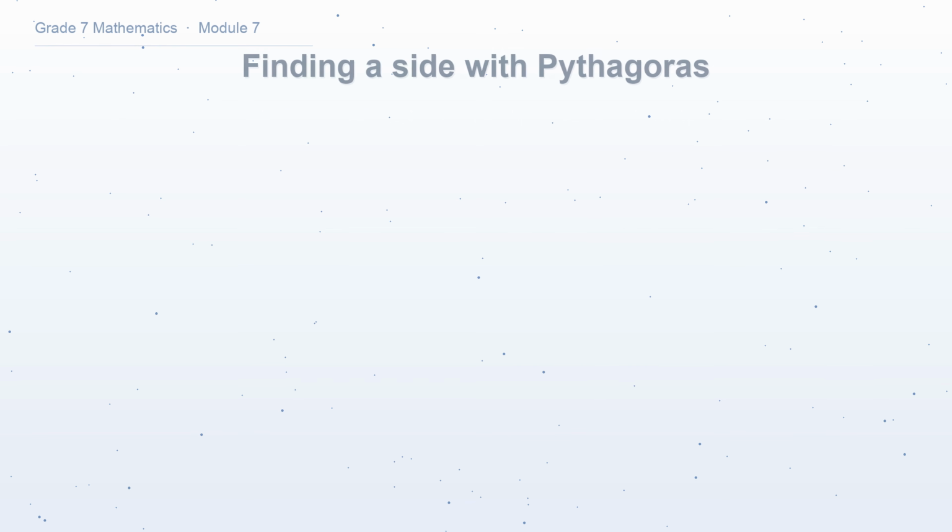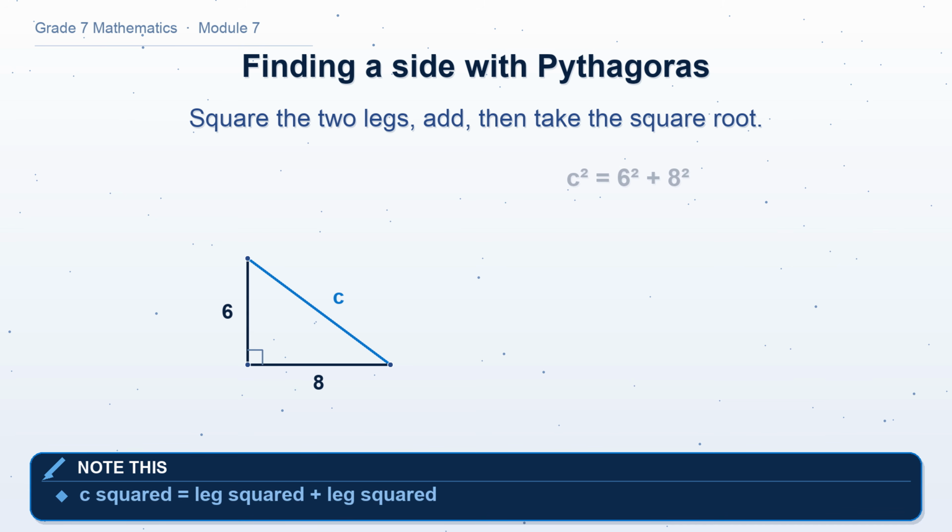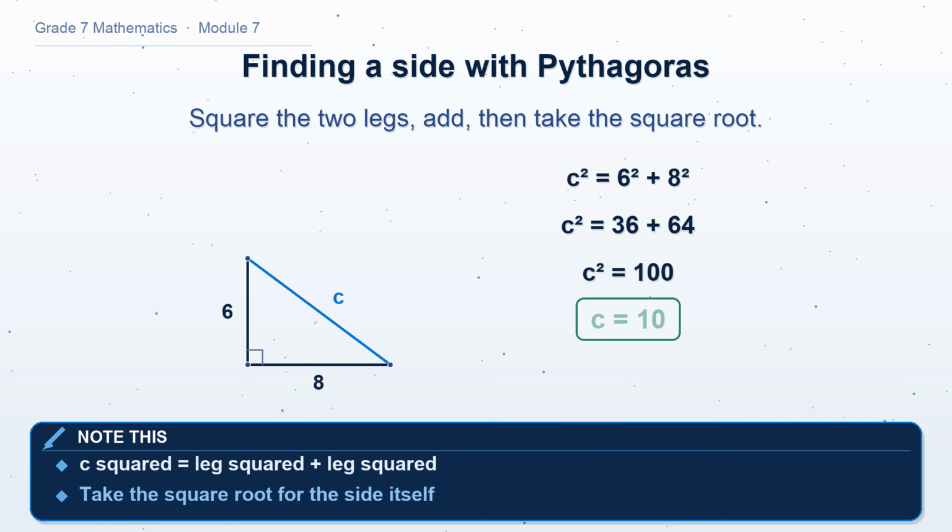Let us put the theorem to work and find a missing side. This right triangle has legs of 6 and 8, and we want the hypotenuse, c. By Pythagoras, c squared equals 6 squared plus 8 squared. 6 squared is 36, and 8 squared is 64. Adding them gives 100. So c squared is 100, and c is the square root of 100, which is 10. The hypotenuse is 10 units long.